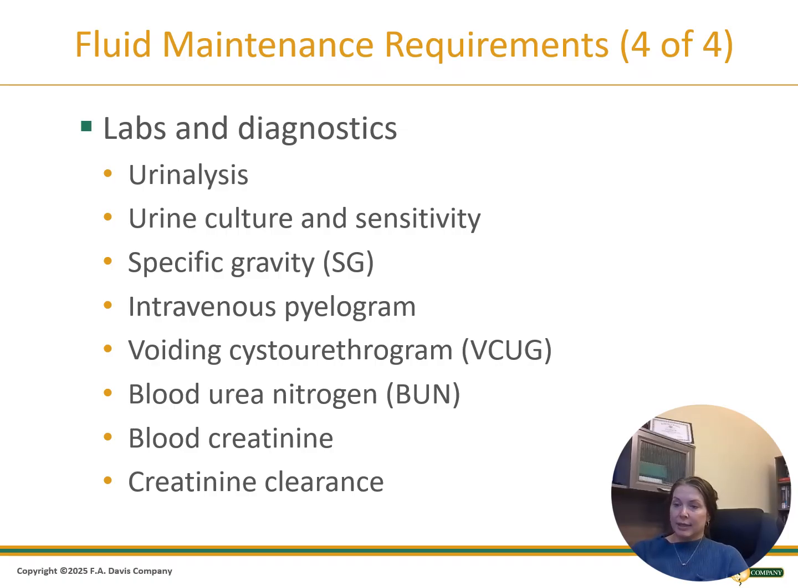Our serum creatinine is going to be more specific than our BUN for our renal function. It's going to be elevated when there's renal impairment. The creatinine clearance is going to compare the creatinine in the blood versus the urine over 24 hours. So it's the best estimate of our glomerular filtration rate. A decreased clearance means that we have kidney function impairment.